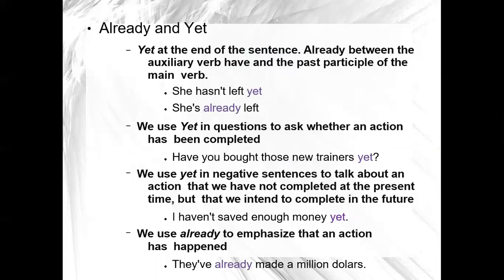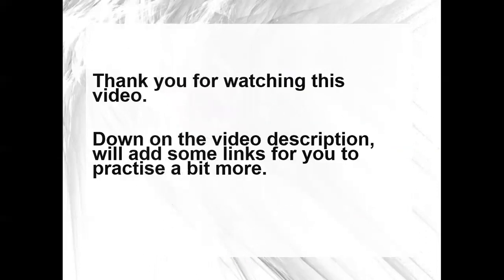We use yet in negative sentences to talk about an action that we haven't completed at the present time, but that we intend to complete in the future. I haven't saved enough money yet. We use already to emphasize that an action has happened. They have already made $1 million.